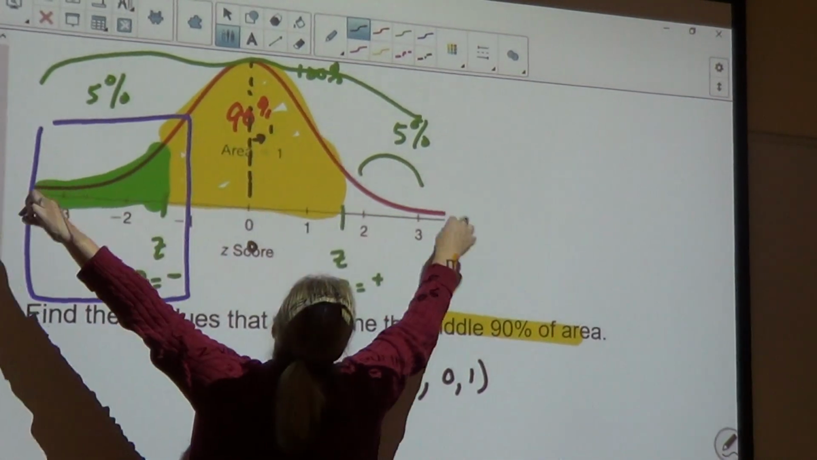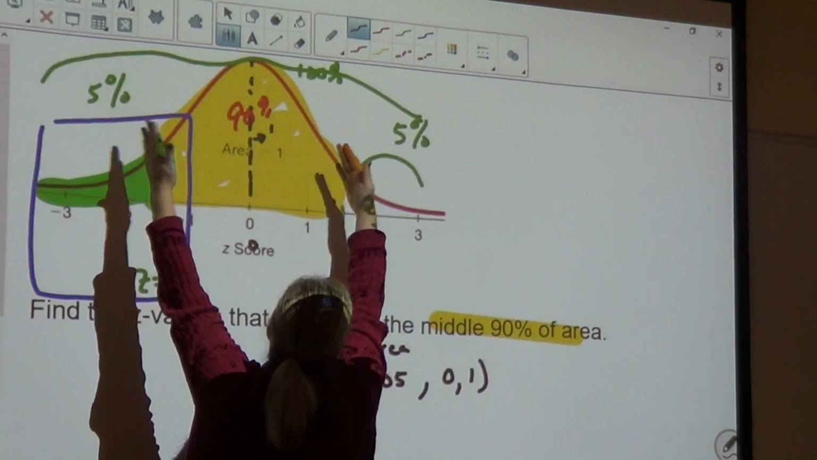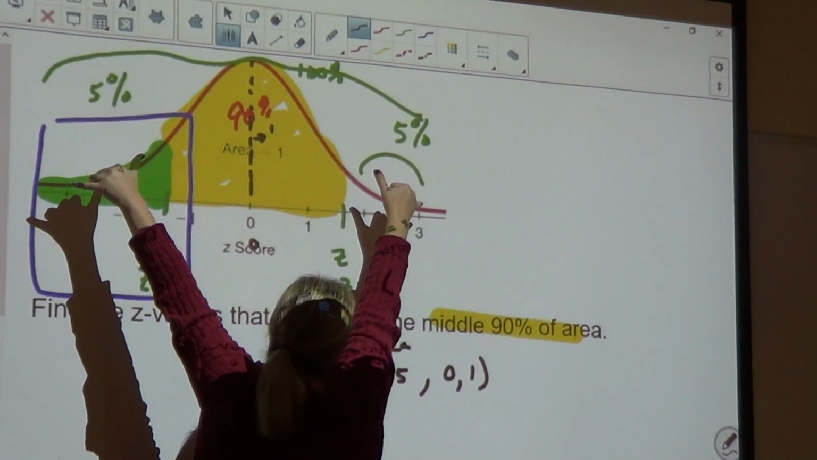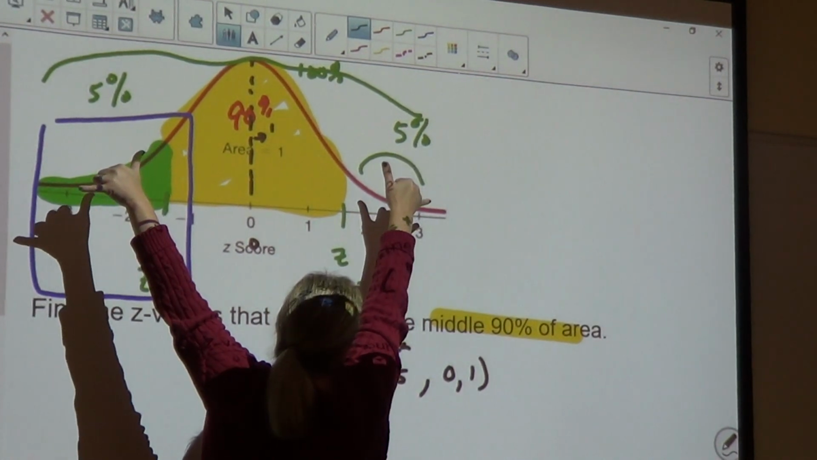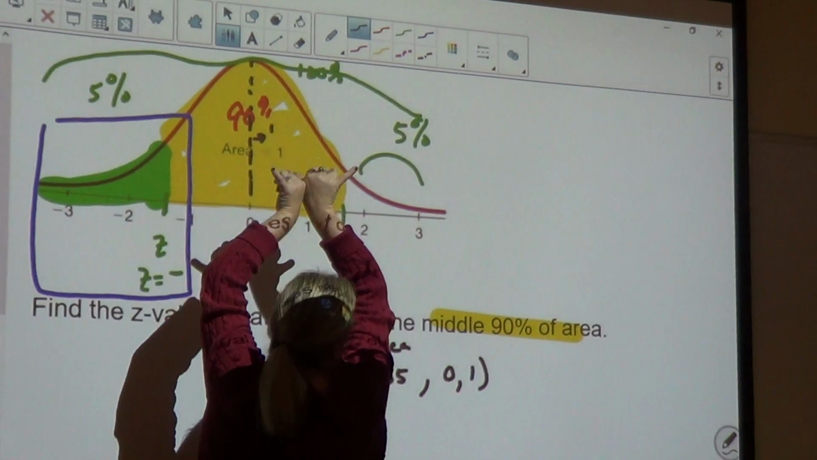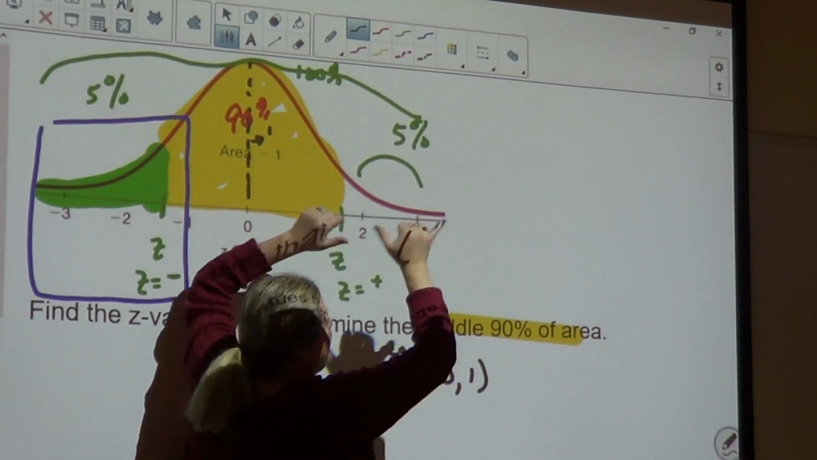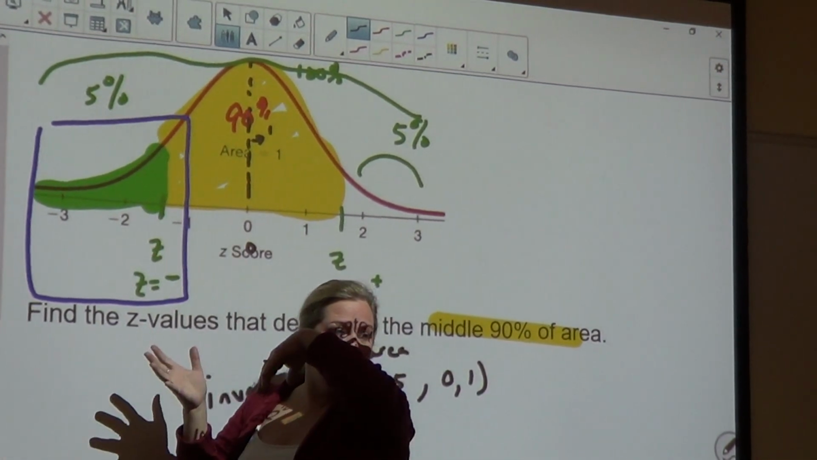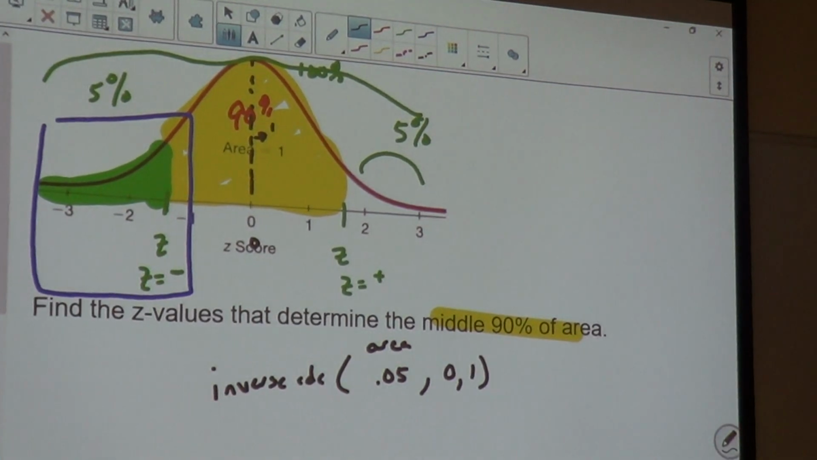Okay, I know that the whole curve is 100%. So if this piece is 90, that means this has to be the rest of the 100, which means that has to be 10. And because it's symmetric, if both of these are 10, that means each one is half of 10, which is 5. And I didn't do this one because inverse norm likes to the left, so that's why I chose that one. Oh, okay. It just clicked for you, didn't it?